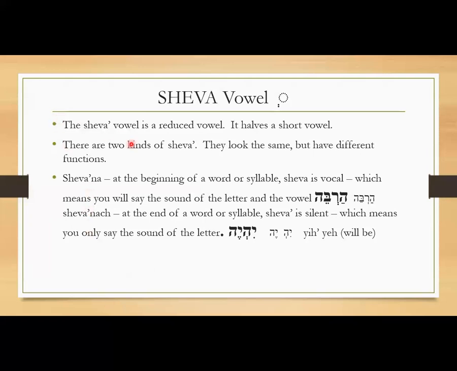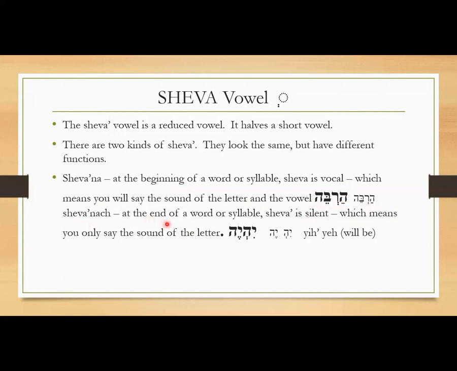The schwa vowel is a reduced vowel and it's half a short vowel. It's that little two dots. There are two kinds of schwa. They look the same but have different functions. Schwa na at the beginning of a word or syllable is vocal, which means you will say the sound of the letter and the vowel. So it's har-be, harbe, which is a little.